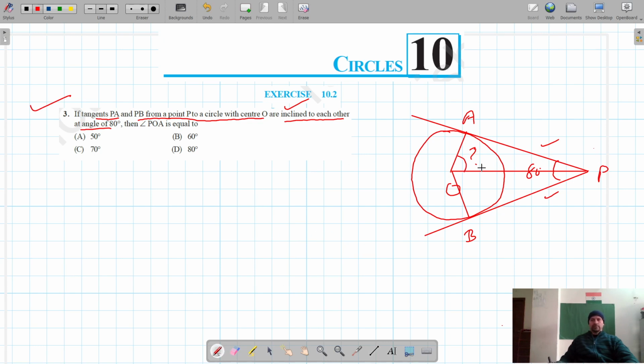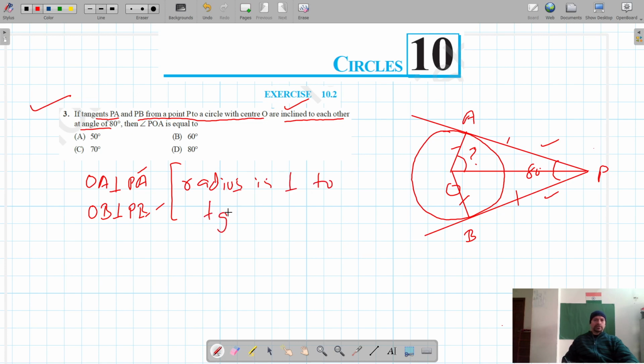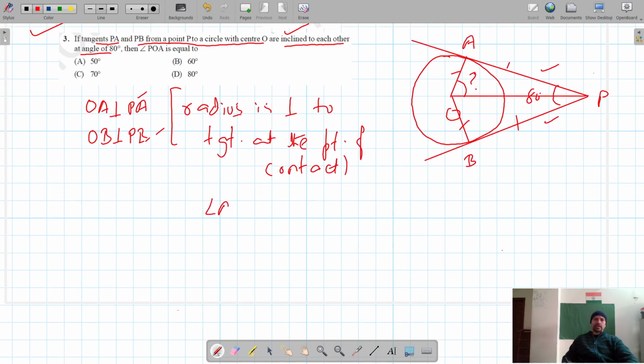Okay, so to find POA, this angle P is given. First of all, OA and OB are the radii and PA and PB are the tangents. So OA is perpendicular to PA and OB is perpendicular to PB. We know that the radius is perpendicular to the tangent at the point of contact. So that means angle A is equal to angle B, both are 90 degrees each.